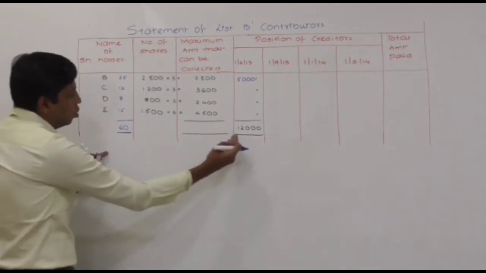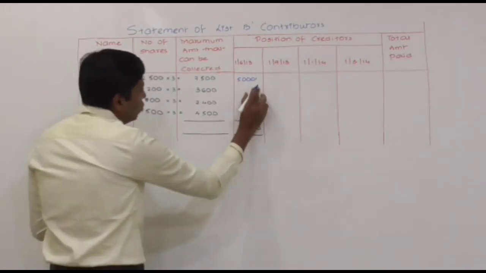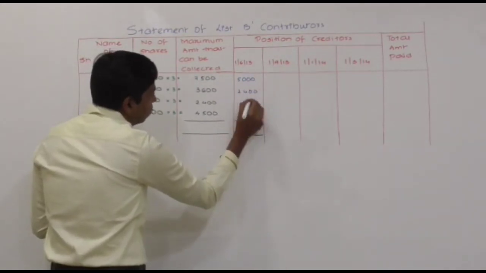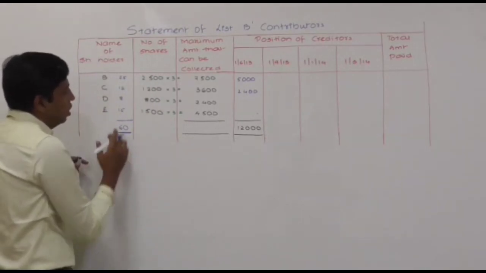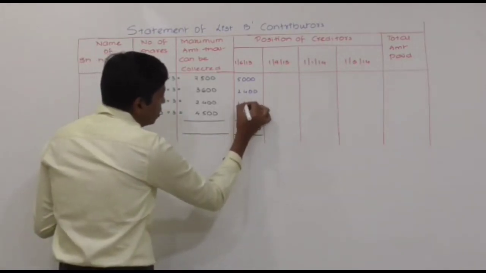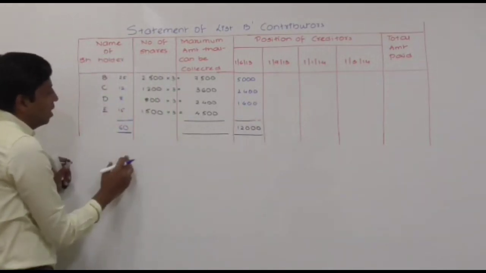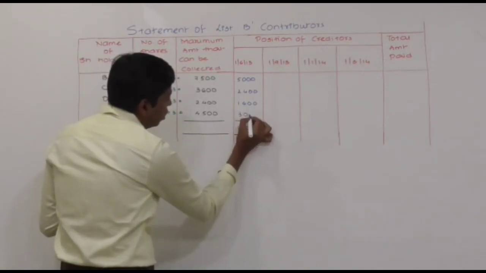Perfect. 12,000 divided by 60 is 200. 200 into 12 gives me 2,400. Same way, 12,000 divided by 60 is 200, 200 into 8 is 1,600. So that gets paid. 12,000 divided by 60 is 200, into 15 is nothing but 3,000.